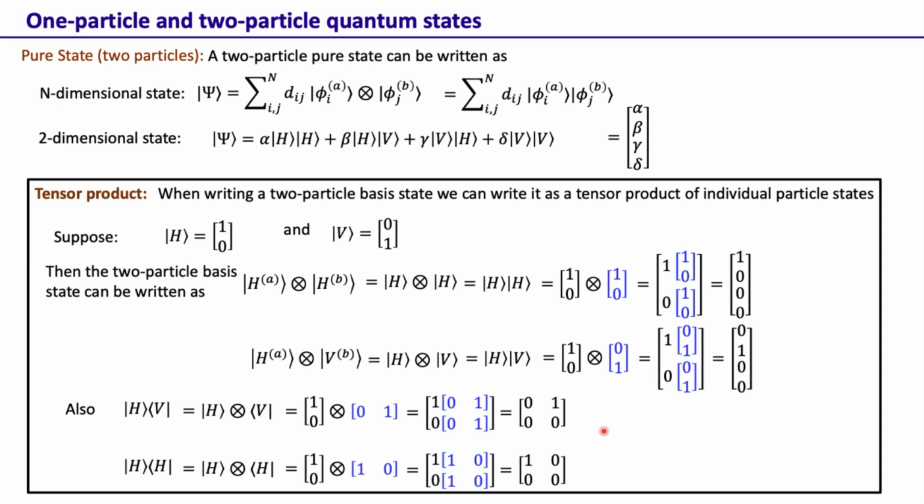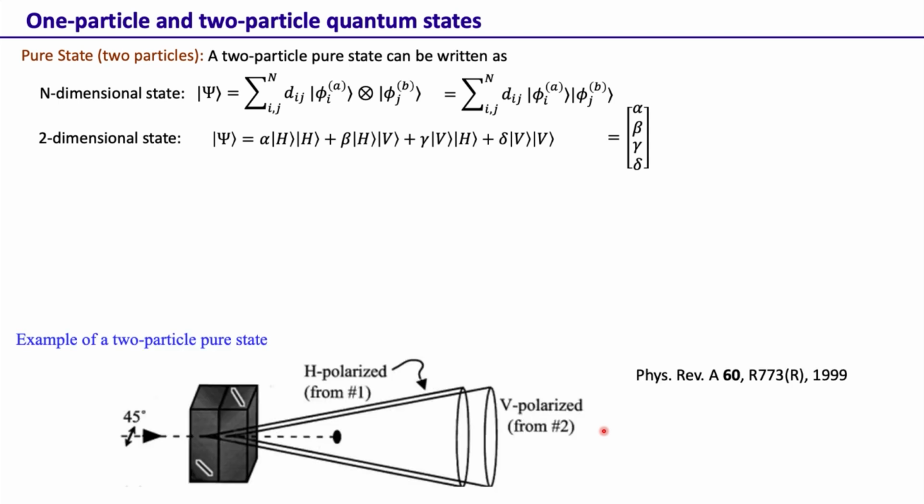Okay, so now let's look at an example of a two particle pure state. In fact, this we had seen in the context of Bell inequality discussions. So here is a scheme in which we have a 45-degree polarized pump photon coming in. A 45-degree polarized pump photon is essentially a coherent superposition of horizontally and vertically polarized light. So we have now two parametric down conversion crystals.